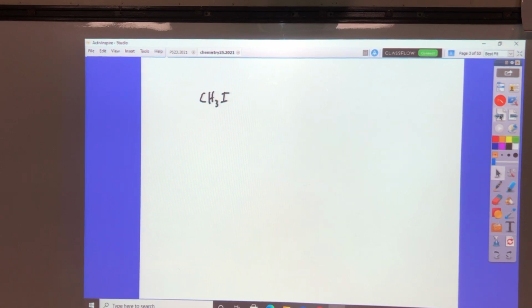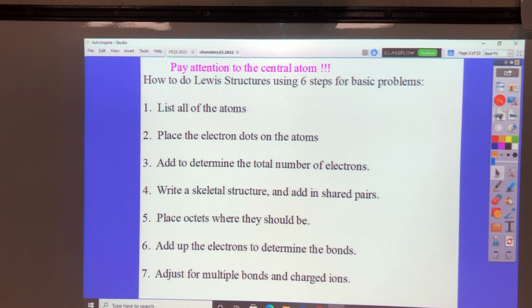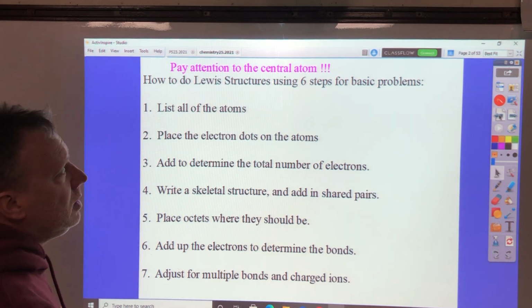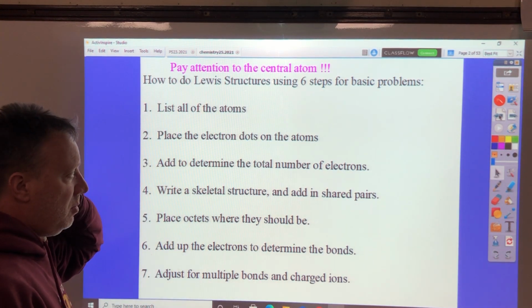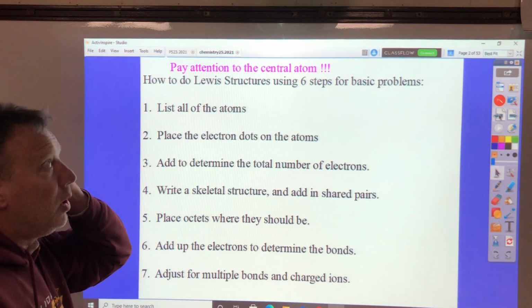Okay, looks like this is a chemistry video, Chem 25B Blake. We're in week 2-5, and we're just doing Lewis structures. Keep these directions handy. This is page 2 of the flip charts. I'm just going to be using these directions for several more examples.